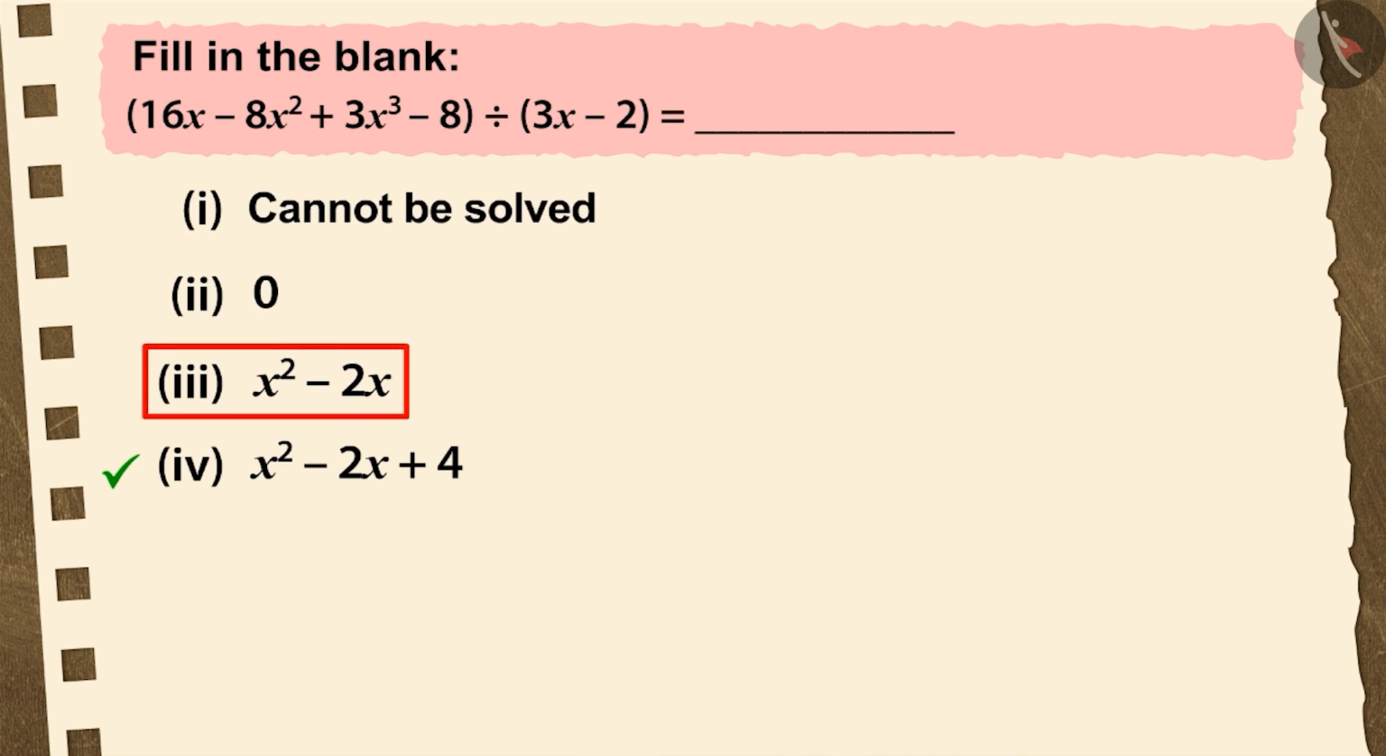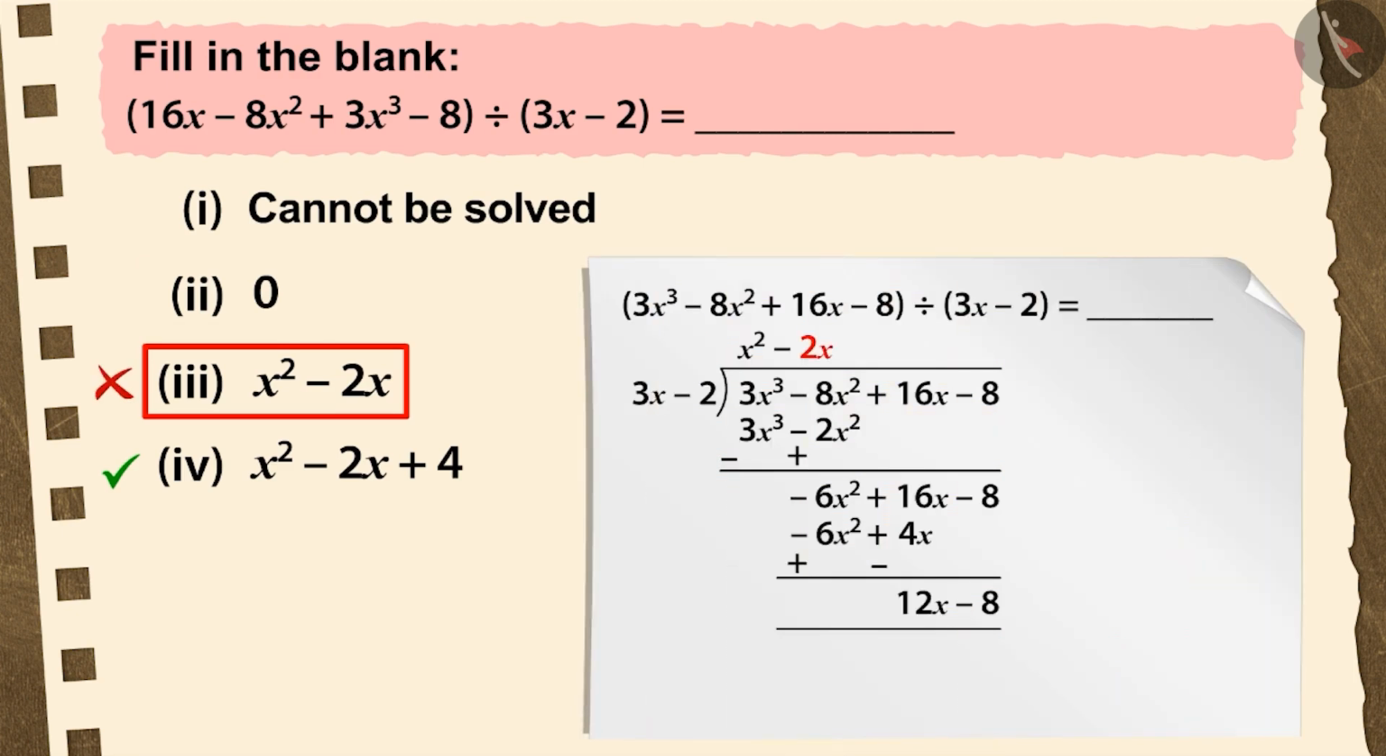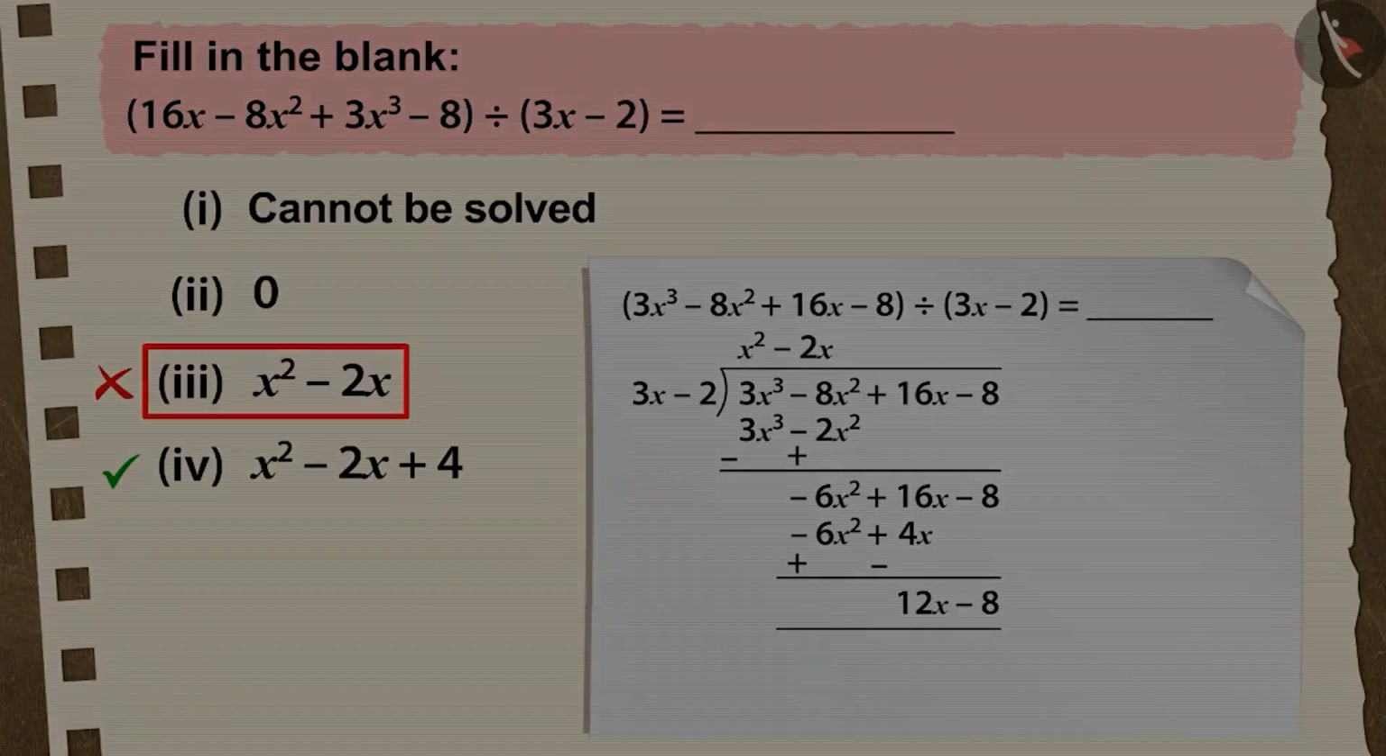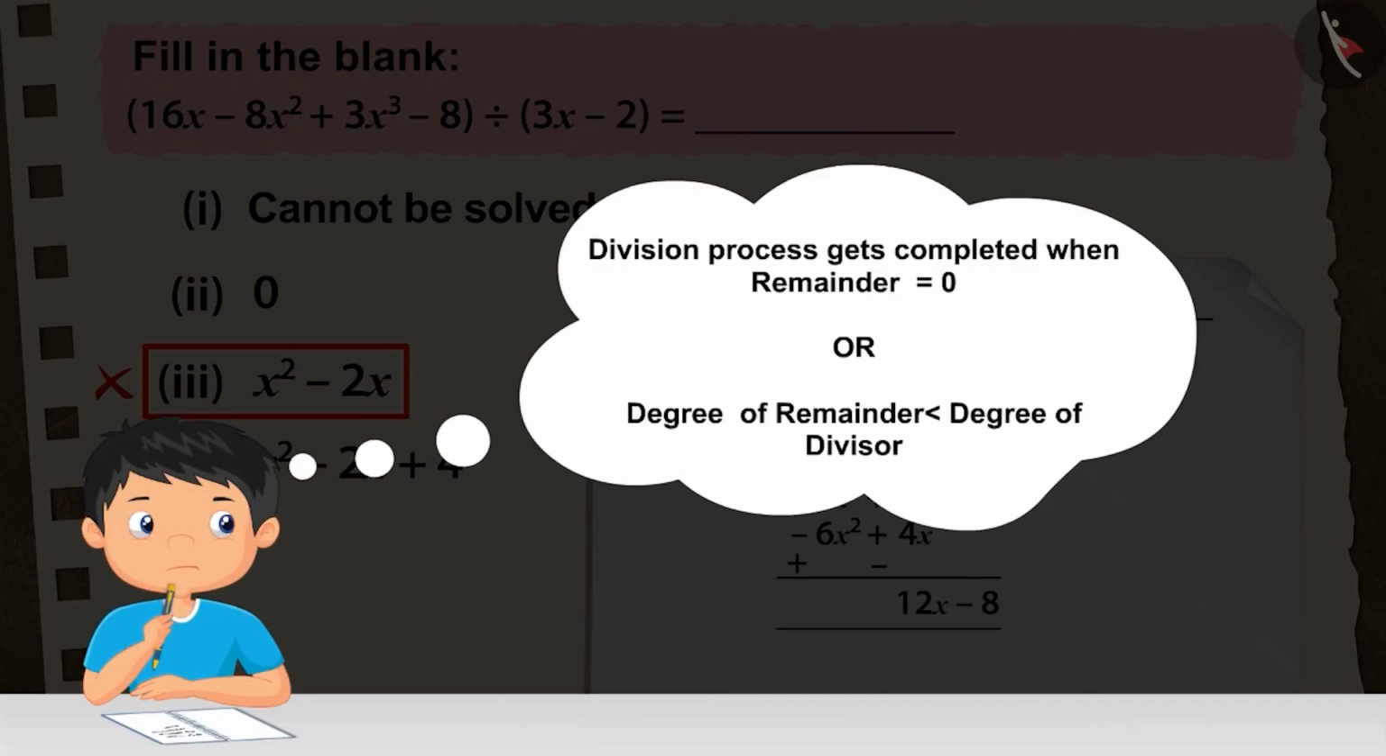If you have chosen the third option, it is a good try. But this is also an incorrect answer. Proceeding with the division process with the second term of the quotient, the remainder is 12x minus 8, and its degree is equal to the degree of the divisor. Recall that when the remainder is 0 or the degree of the remainder becomes smaller than the degree of the divisor, then the division process ends.